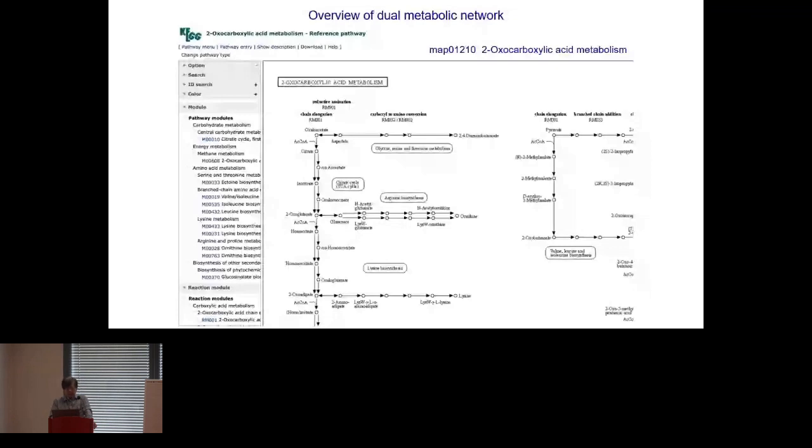We just started developing a new type of overview map, and this may have some relevance to this symposium. So I show this example. This is a currently released nitrogen metabolism pathway map.